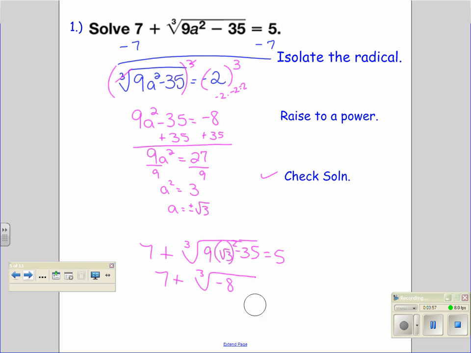So that works. What if we put in a negative coming from the solution of negative square root 3? If I square negative square root 3, I still end up with positive 3, and 9 times that's 27, and it'll follow through on the same steps. We would get 5 equals 5 on that. So it looks like we have both solutions, plus and minus square root 3, as our solutions.